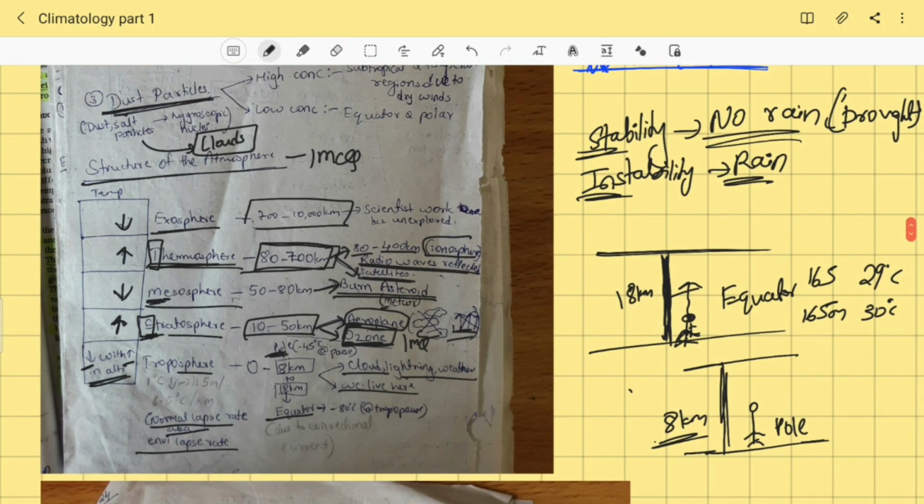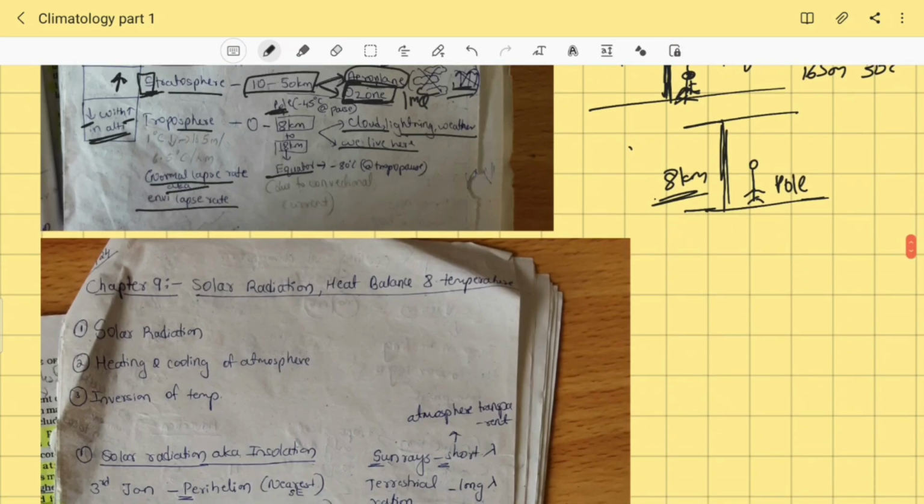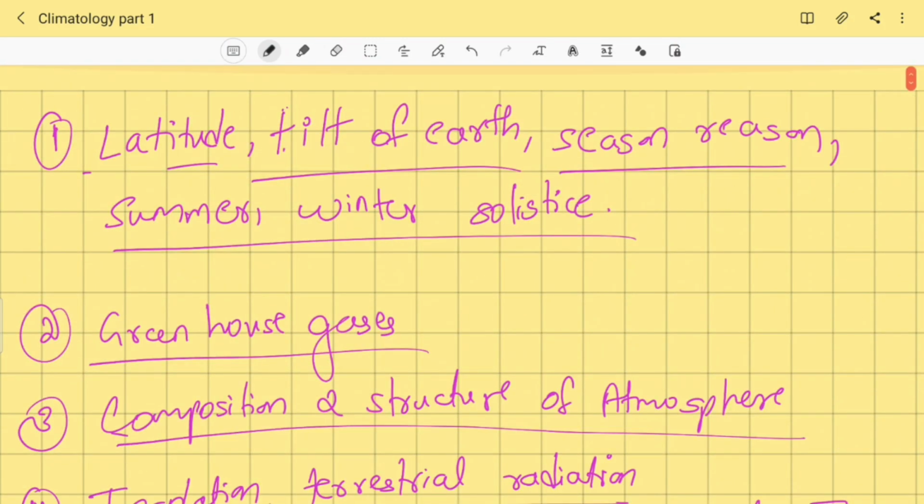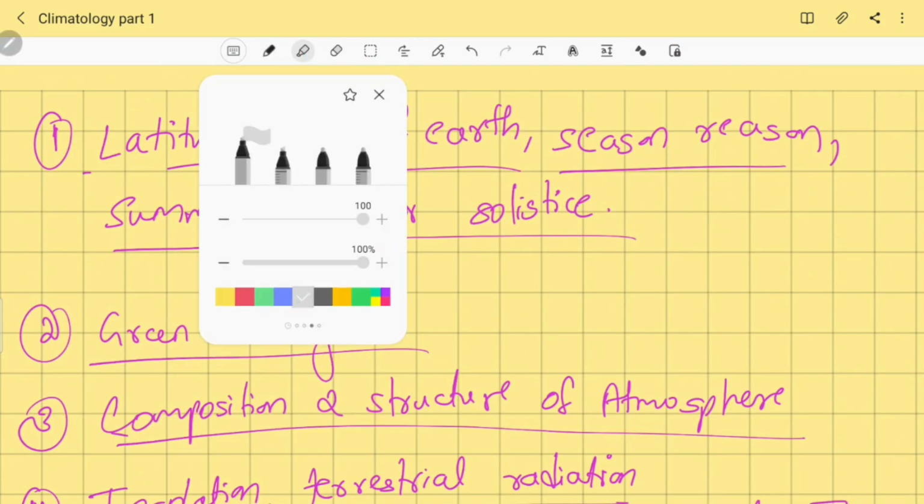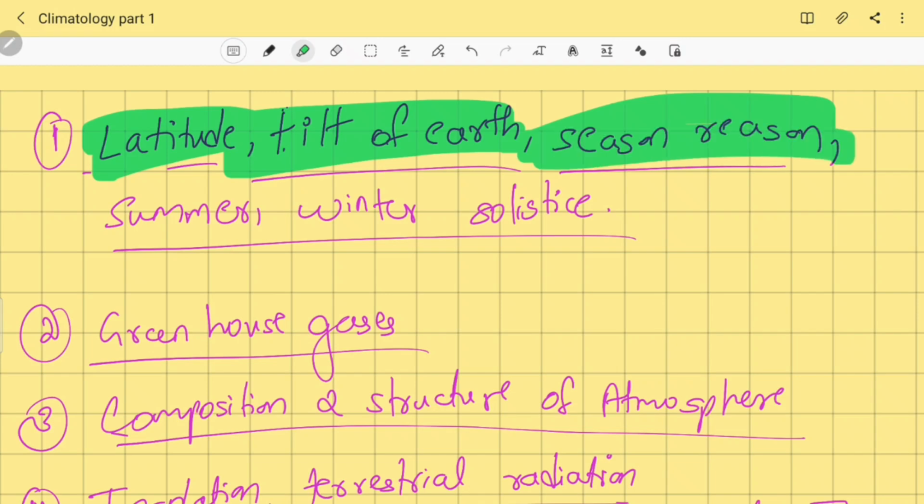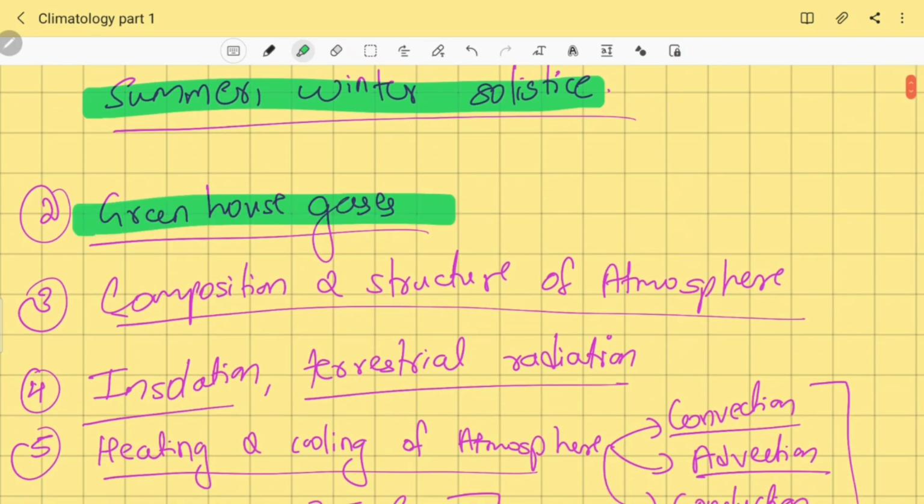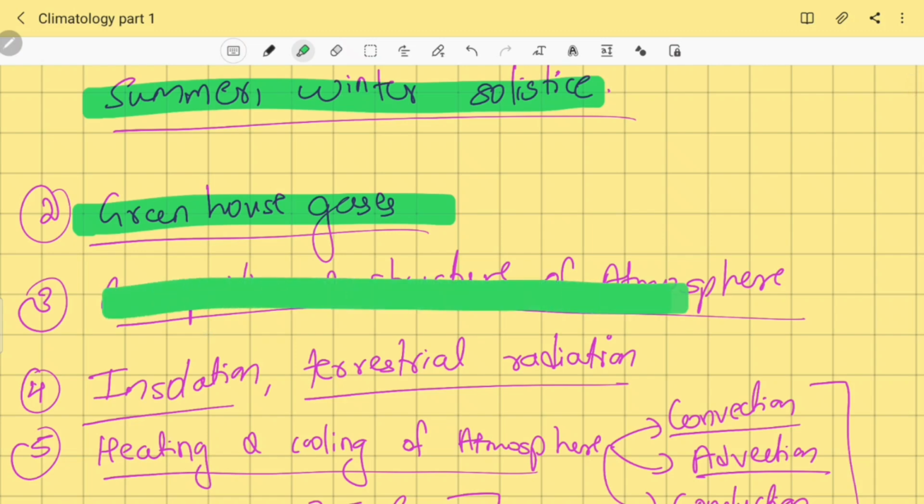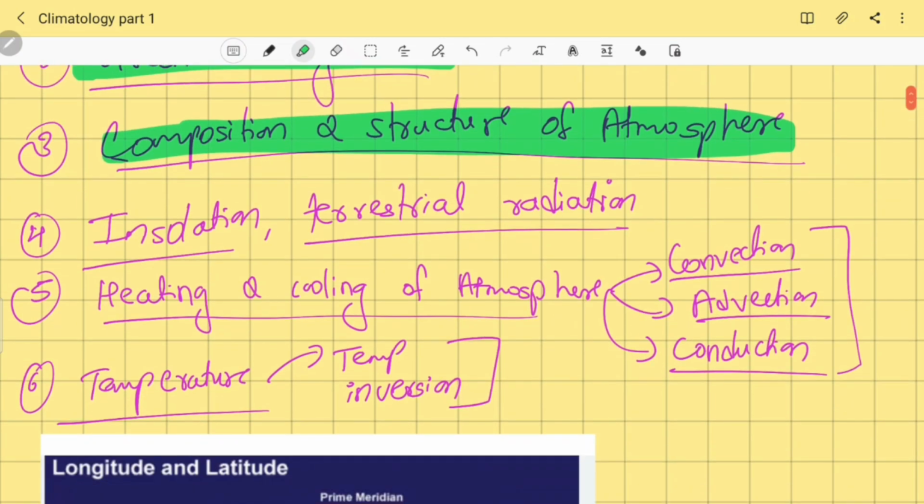Once we are clear with this, let's move to the next topic. Just a minute, we'll see what topics we have covered and mark them. Latitudes is covered, tilt of the earth's axis is covered. Why do we get seasons? We understood summer solstice, we understood winter solstice, we understood what greenhouse gas is, then we understood the structure and composition of the atmosphere. We have not yet understood this next topic, so we'll understand that.